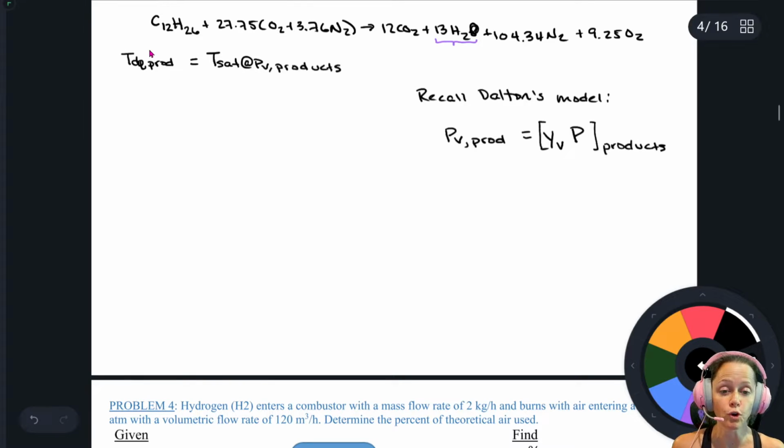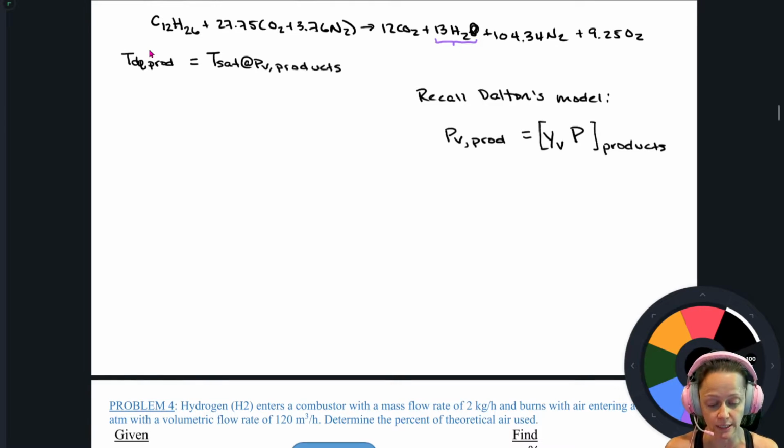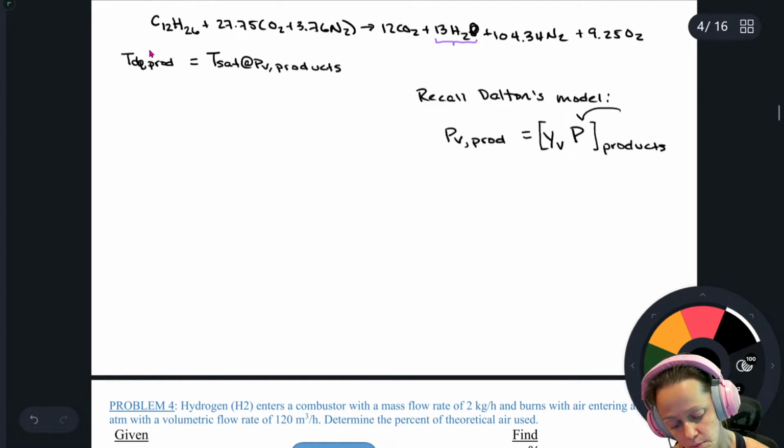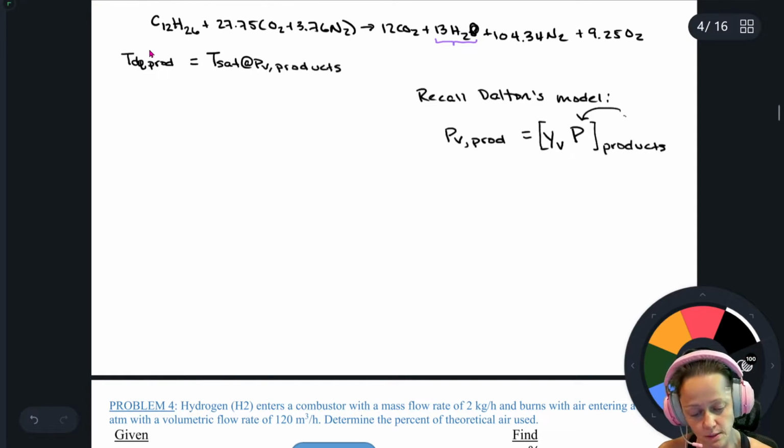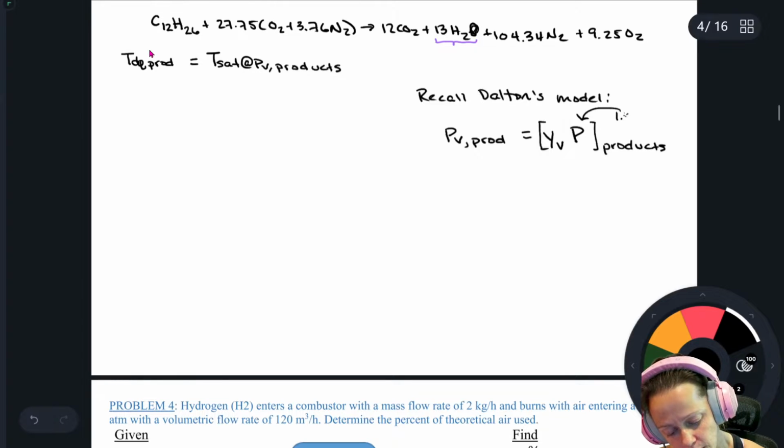All right, the overall pressure. If we look at the problem statement, it says the dew point temperature of the combustion products when cooled at 1 atm. So our pressure here would be 1 atm. Let's put it in terms of bar, because that's what our tables are in. So this would be 1.01325 bar.